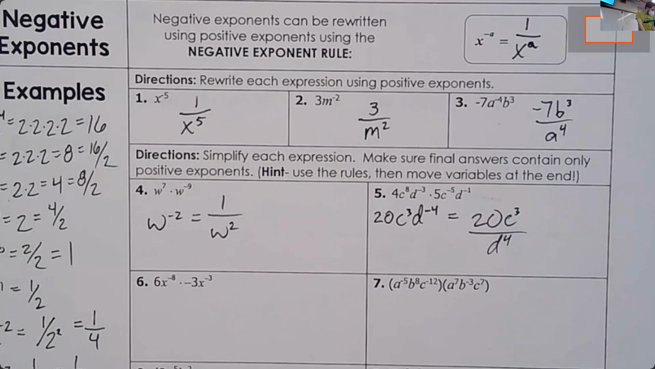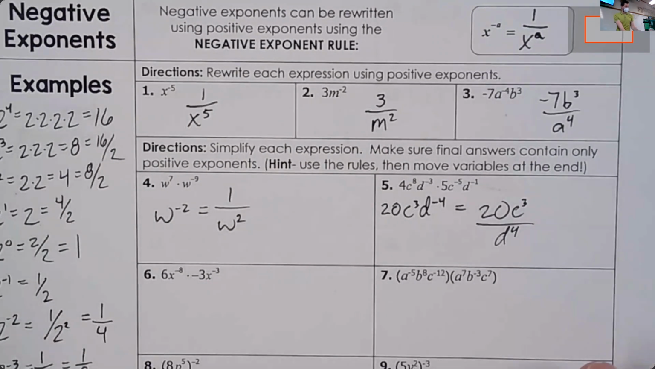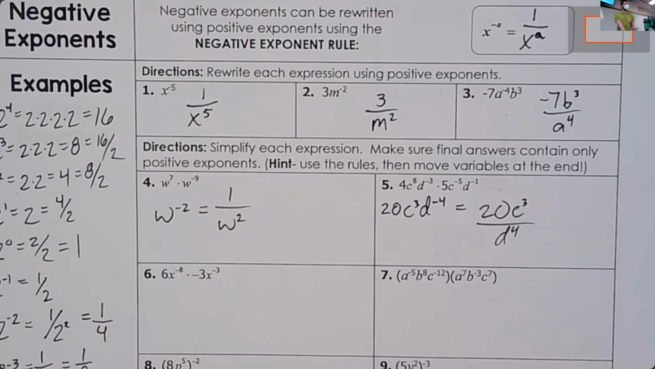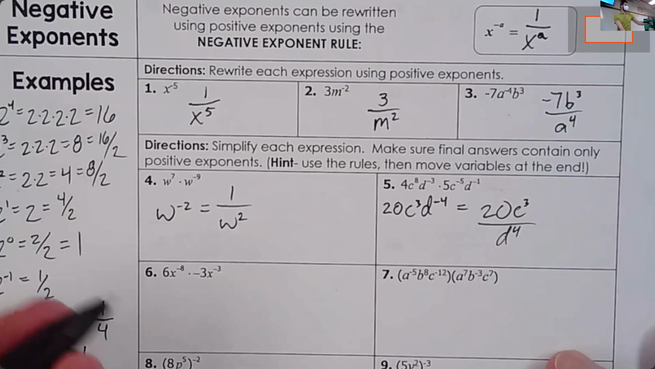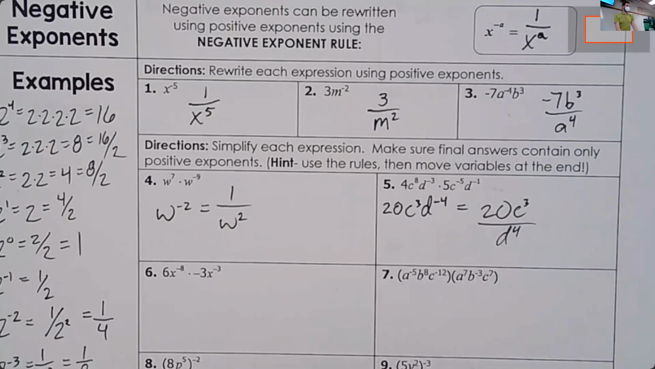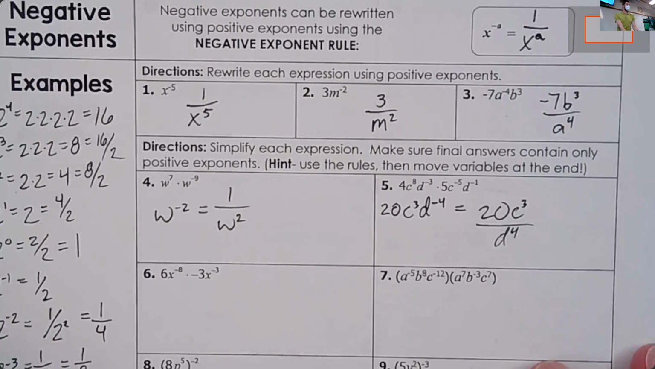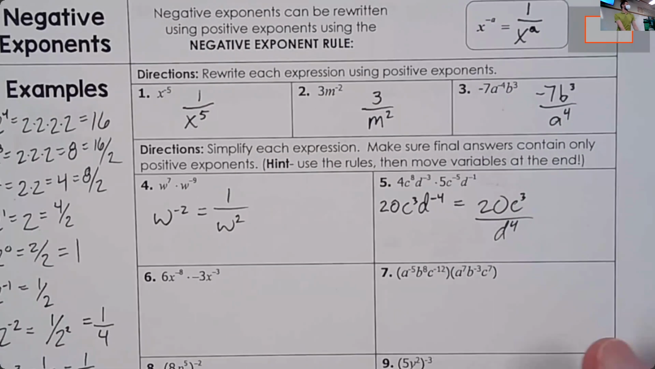So number 6, Karime, do you have anything for number 6? No? Okay. Let's go ahead and just do the multiplication first. So we got 6x to the negative 8 times negative 3x to the negative third. We're just going to start by multiplying the 6 and the negative 3. So what does that give us? 6 times negative 3, or 6 times 3, make it negative. If you need a calculator, feel free to grab one. But what number do we get in front of this one?